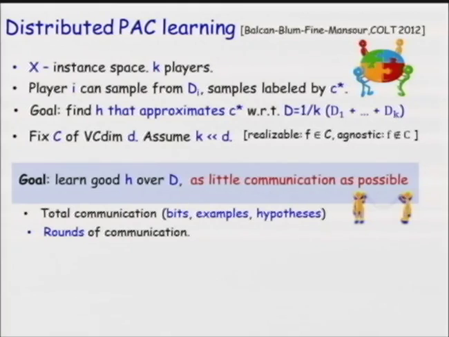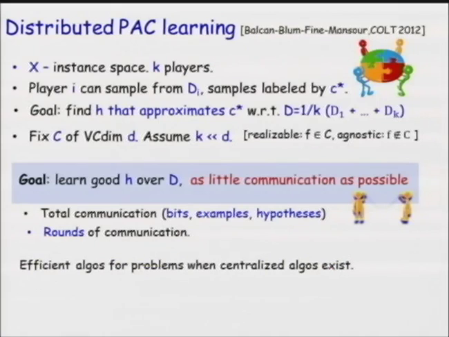The two important parameters that we focused on are the total amount of communication, which can be measured in bits, examples, or hypotheses, and also the number of rounds of communication, also known as the latency. And because I'm partly a theoretical computer scientist, I also wanted to make sure that in cases where we can learn the underlying class of functions using efficient polynomial time algorithms, we also have polynomial time algorithms in this setting.